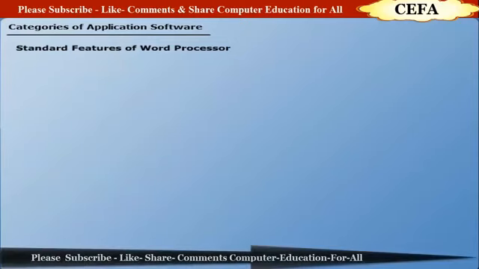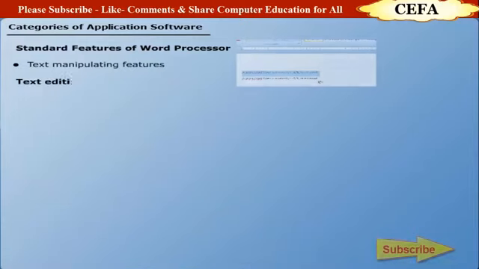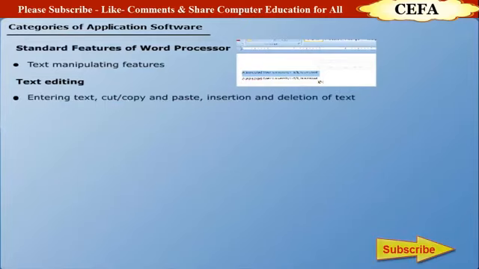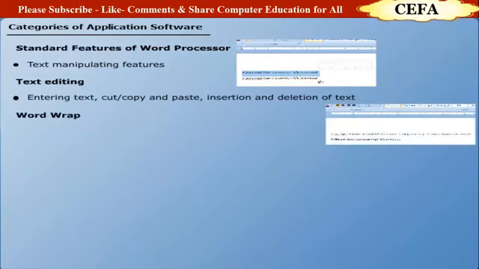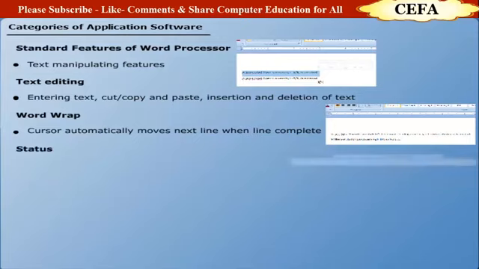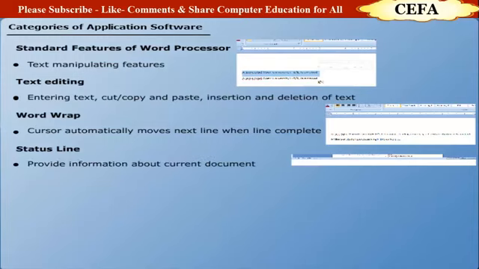Number 1. Standard features of a word processor. Word processors have several text manipulating features. The standard features include text editing. Text editing includes entering the text, cutting, copying and pasting the text, making insertions and deletions, etc. Word wrap. The cursor automatically moves to the next line when the line is completed within the text. Status line. The status line provides all the information about the current document.